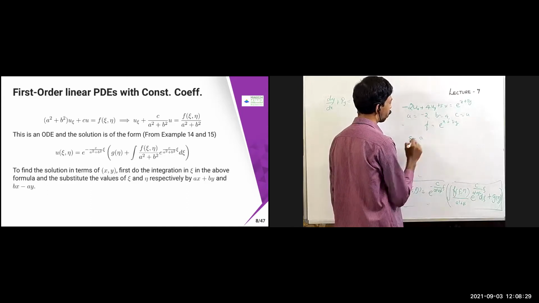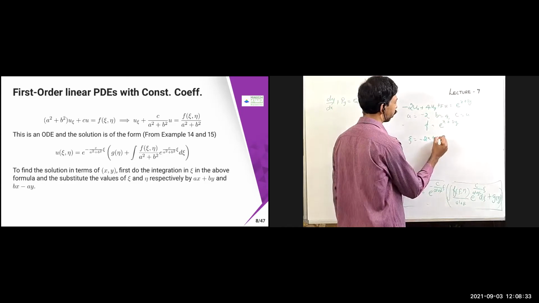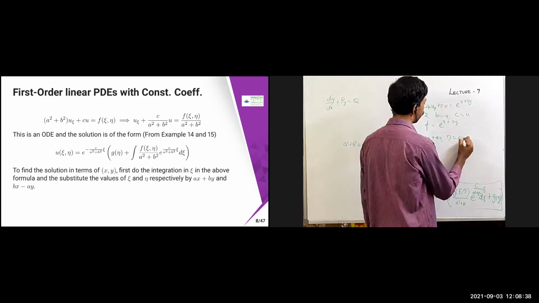What is chi? Chi is ax plus by. That means minus 2x plus 4y. And eta is bx minus ay, so 4x plus 2y.